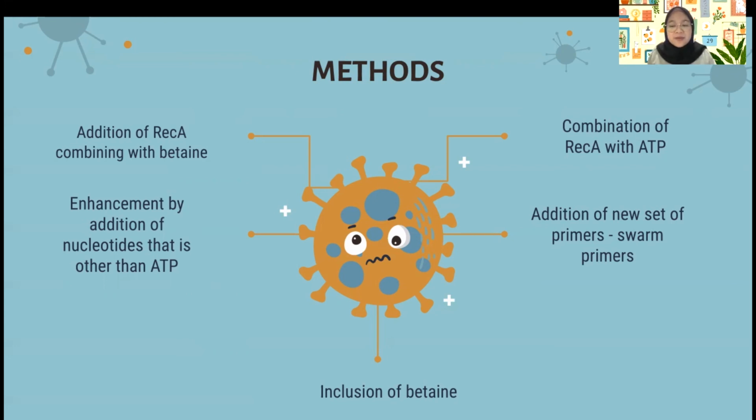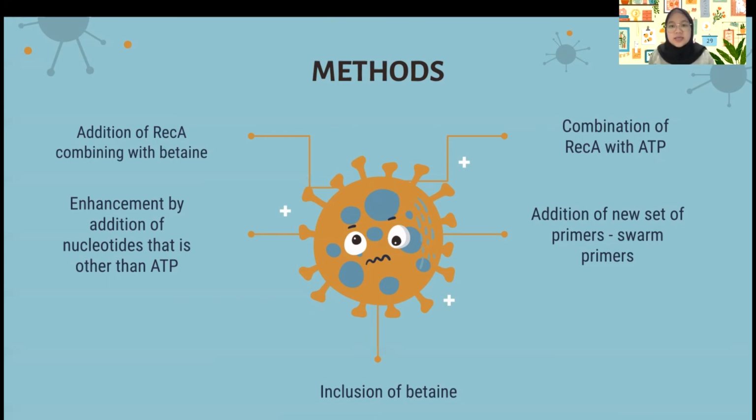Other than that, LAMP assay can also be improved by the addition of new sets of primers, also known as swarm primers. The term swarm primers is based on their relatively high concentration and their ability to create new amplicons, although swarm primers are known to lack single-stranded annealing sites. The addition of swarm primers in LAMP assay is able to increase the amplification speed, increase the indicator contrast, and increase the reaction product.